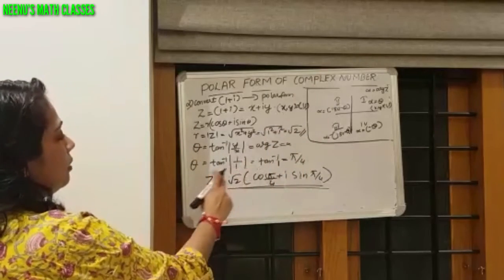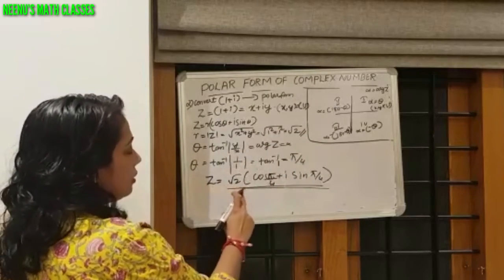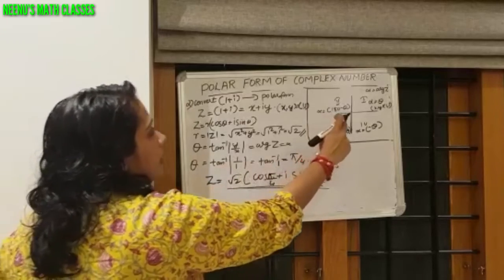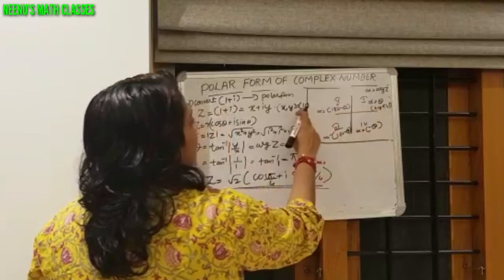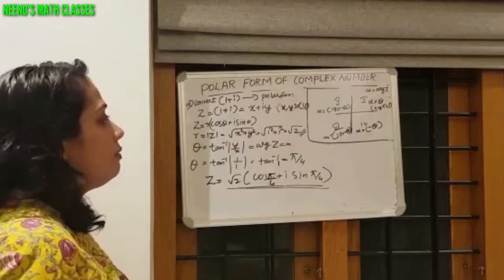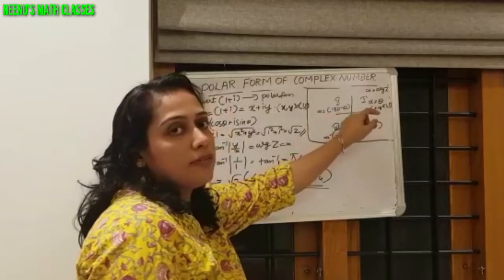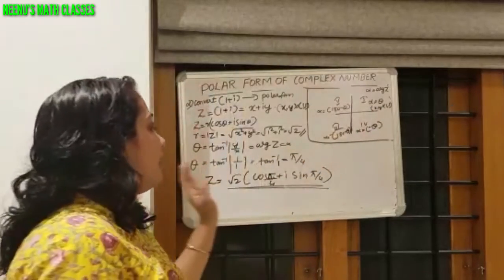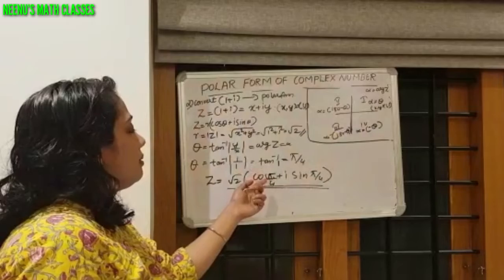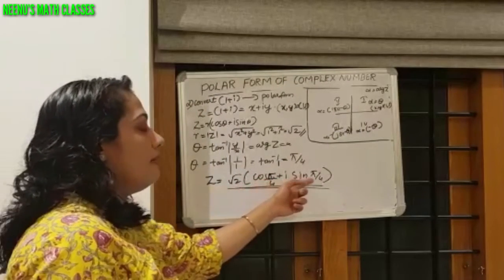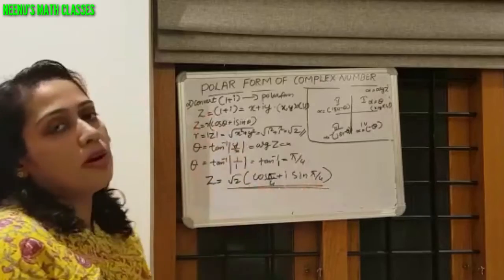That is Z equal to root 2 cos theta, and we got theta as pi by 4. Here it is in the first quadrant. X comma y both are positive, so it is in the first quadrant. So alpha equal to theta, that is the value of the argument of Z remains the same. So the angle theta is pi by 4. So Z equals root 2 cos pi by 4 plus I sin pi by 4. This is the polar form.